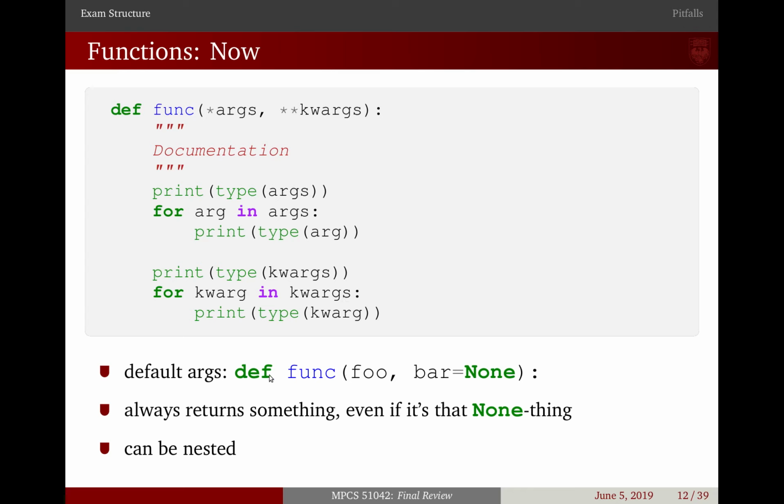We also know how default args work, right? So we can provide a default, and that's automatically going to be part of essentially our keyword arguments, and the foo here would go to our arguments for the function.